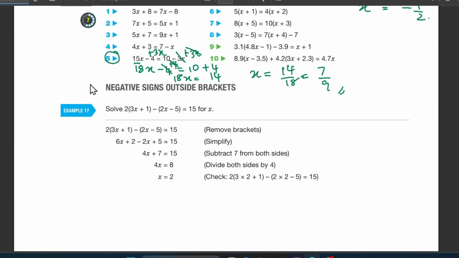So in the next topic, we have negative signs outside brackets. So you can see in example 17, we have two parts connected with the minus sign. So let's find the value of x. First thing we can do is getting rid of these brackets.